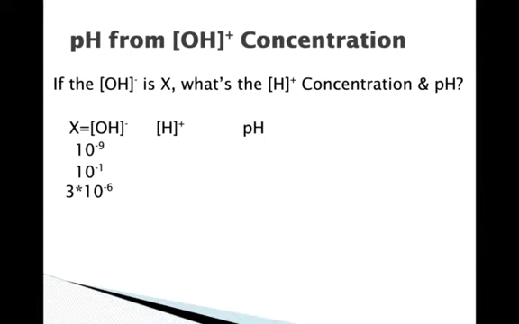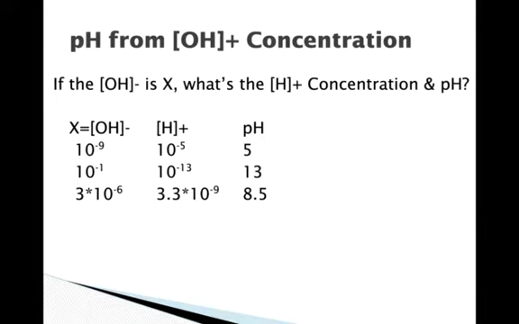Again, here's a couple of examples for you to try. Remember that we have to fill out this column first. We have to take 10 to the negative 14th divided by these concentrations of hydroxide to get these concentrations of hydrogen, and then we can solve for pH. So here are those answers for you to compare to your work.